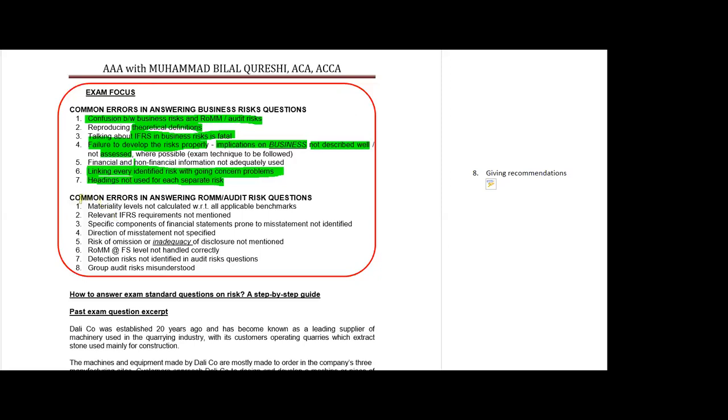So what are the common errors in answering ROMM or audit risk questions? Let's see that as well. In ROMM or audit risk questions, what is ROMM? Risk of material misstatement. So don't you think materiality levels should be calculated with respect to all applicable benchmarks? For example, profit before tax, total assets. This is something that's frequently omitted.